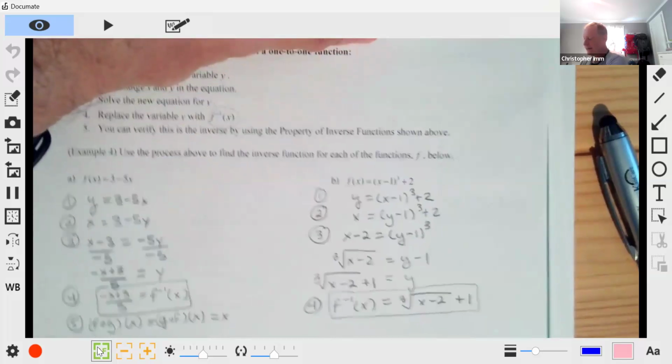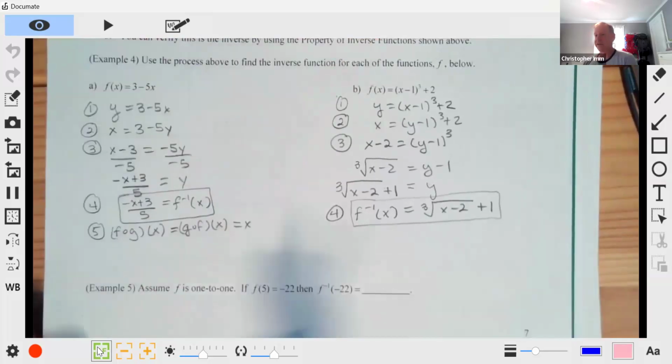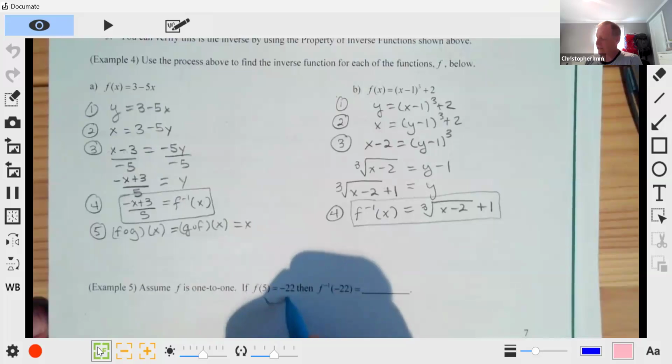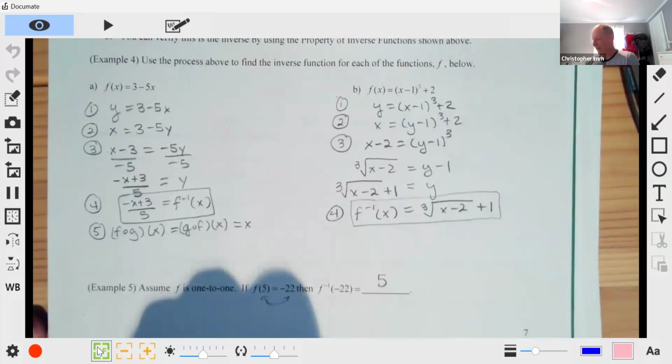Finally, before we get back to the first question, we can use inverse functions with discrete points. If I know that I have a function that's 1 to 1, so it has an inverse, and f of 5 is equal to negative 22, then I should be able to find f inverse of an input of negative 22. Remember, these two just switch with inverses, so my output should be 5.